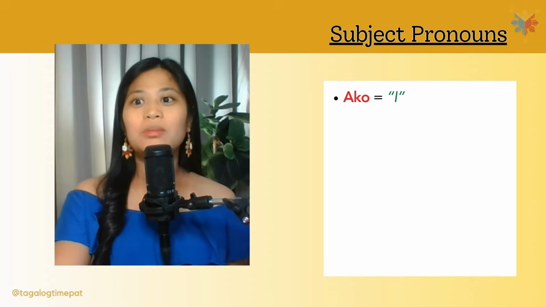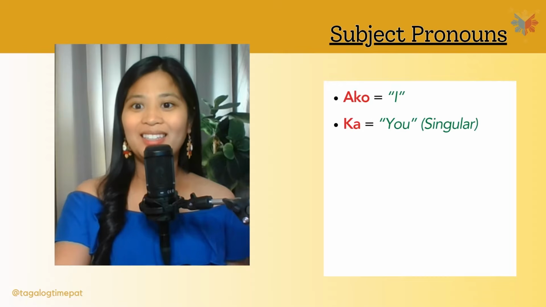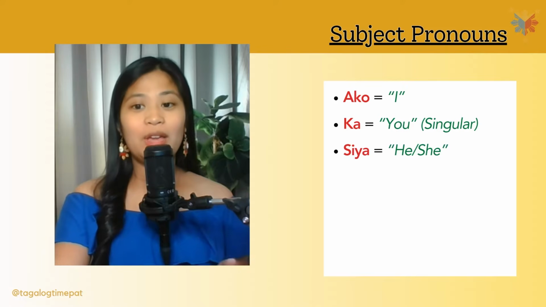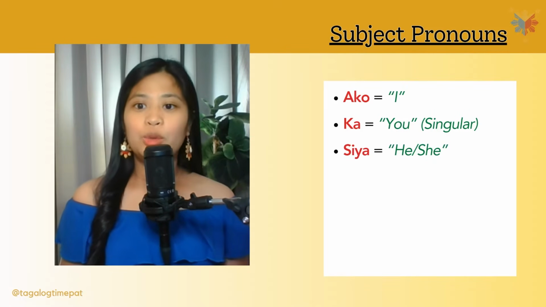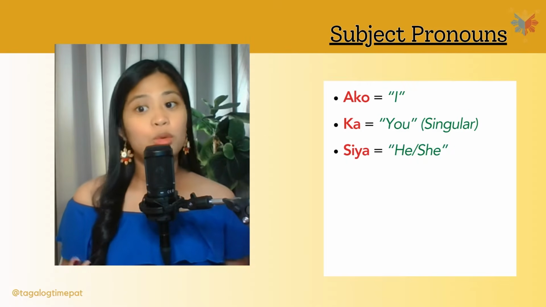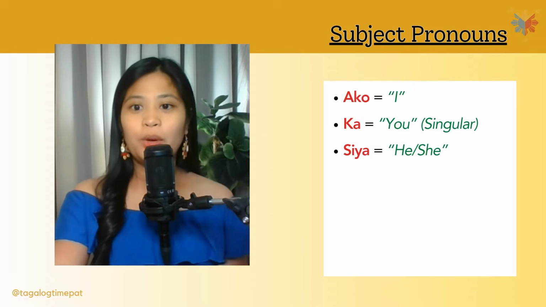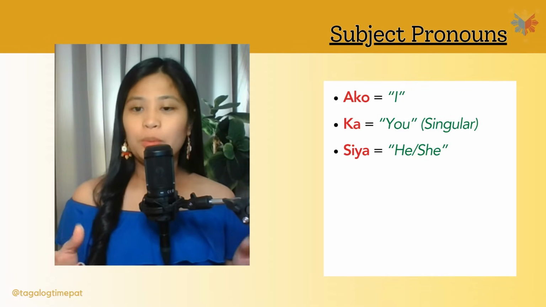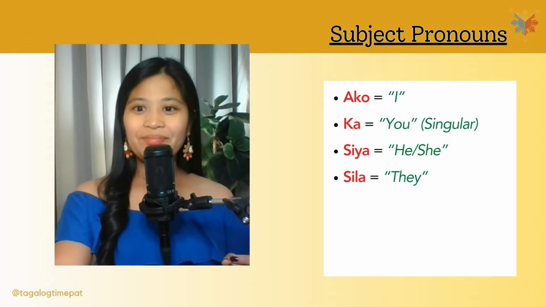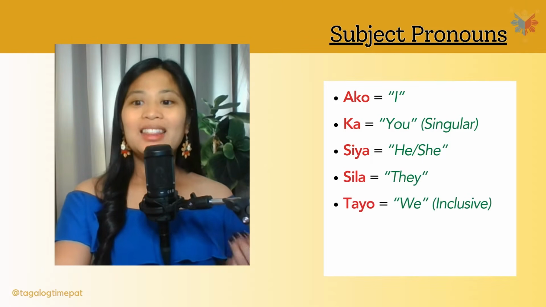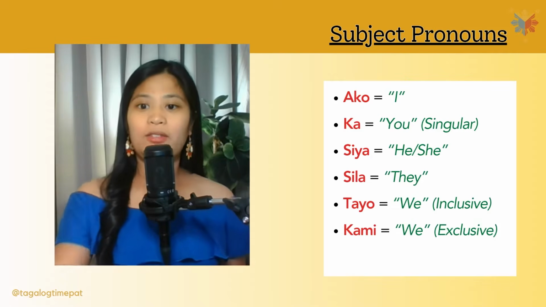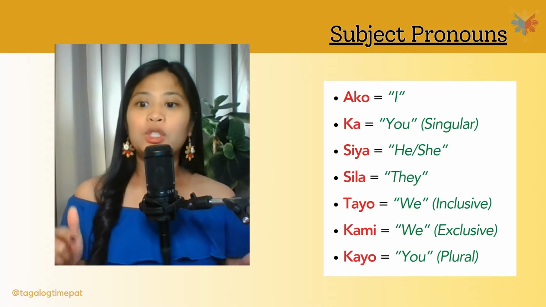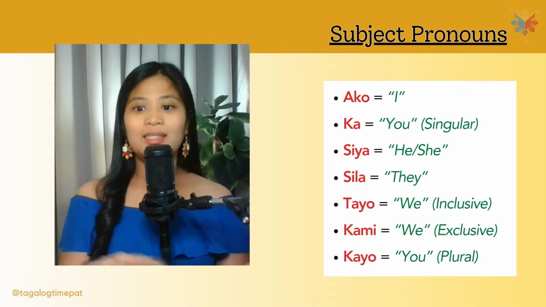And then let's just review some subject pronouns. Ako is I, ka is you singular, siya is he or she. Again, this is gender neutral. You have to listen to the context of the sentence to figure out who someone is talking about. And again, just to point out the pronunciation, it looks like it should be pronounced siya, but it's usually pronounced sha. Sila is they, tayo is we inclusive, kami is we exclusive. We'll go back to that. Kayo is you plural. So you all as a class, kayo.